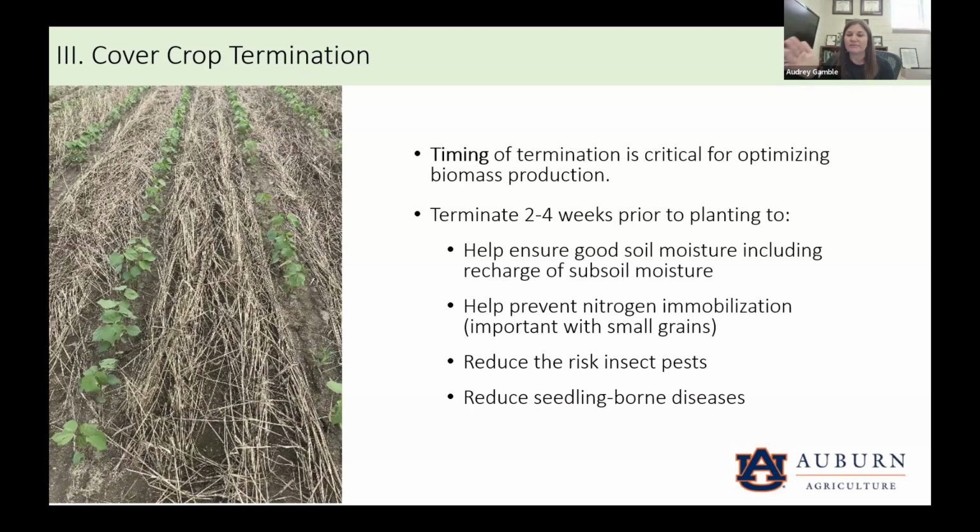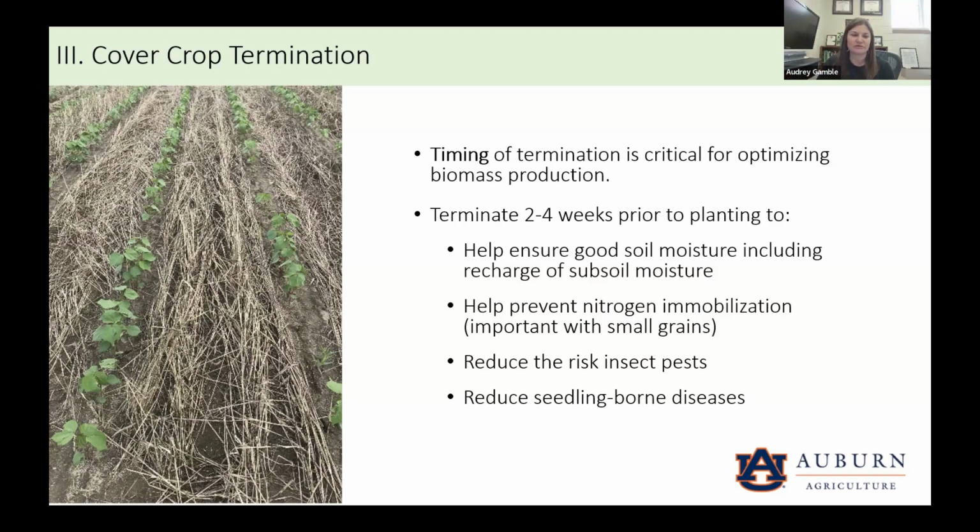We typically recommend terminating a cover crop 2 to 4 weeks prior to planting. And there's a few reasons why. Number one, it can help ensure that we have good soil moisture. So we don't want a cover crop competing with our cash crop for soil moisture. Now, if we have good irrigation, this may not be as much of a consideration. We also want to prevent nitrogen immobilization if we're using small grain.